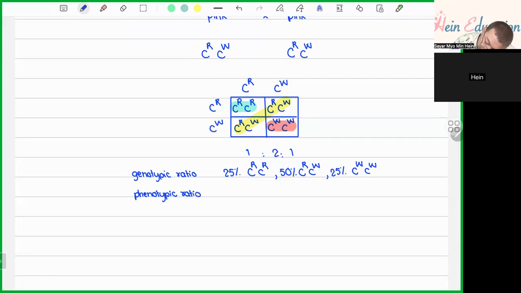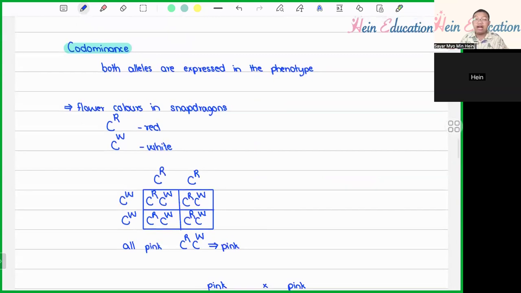Phenotypic ratio, again, we have 25% red, 50% pink, and 25% white. So again, that is 1:2:1 ratio. Okay, so this is one example of codominance. This is about codominance in flower colors in snapdragon. So codominance means when both alleles are expressed in the phenotype.